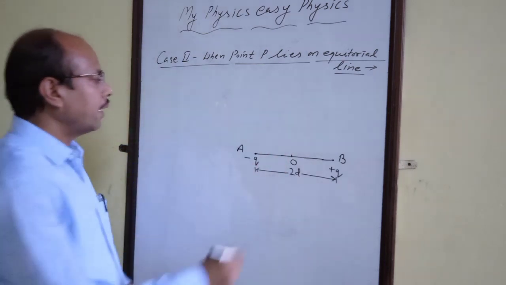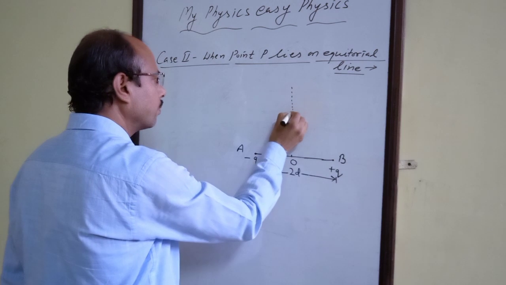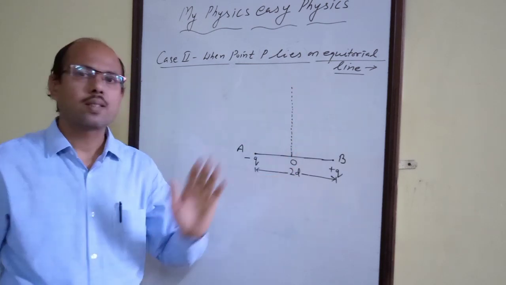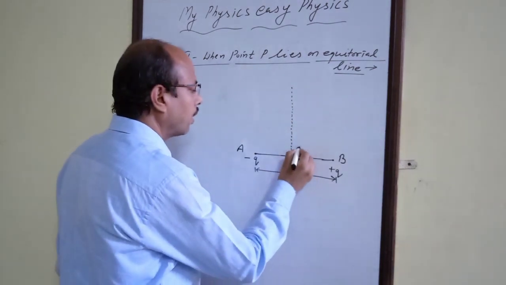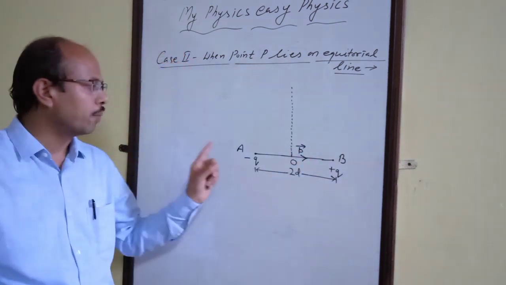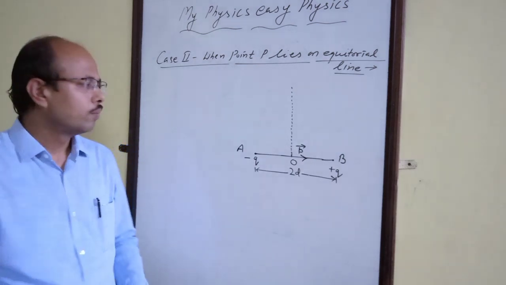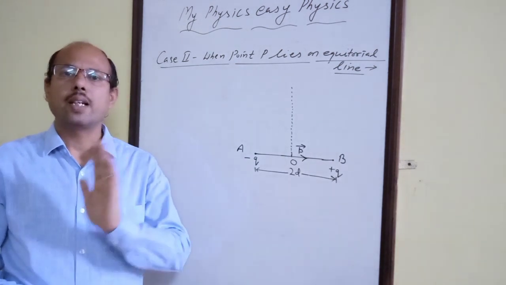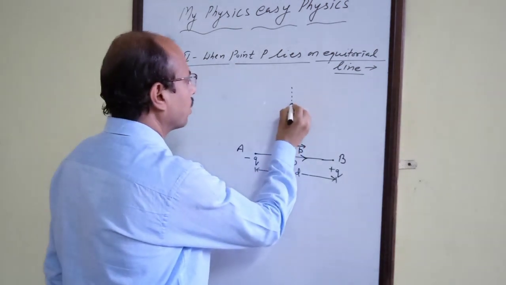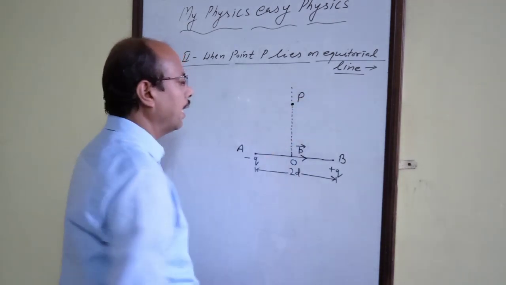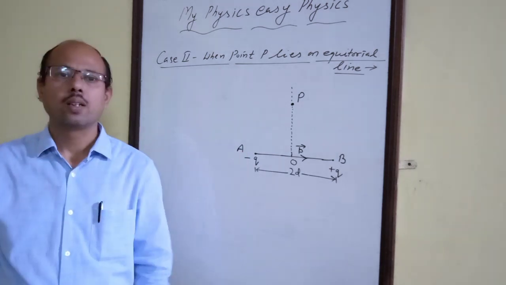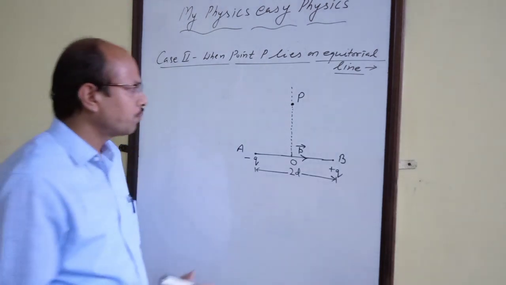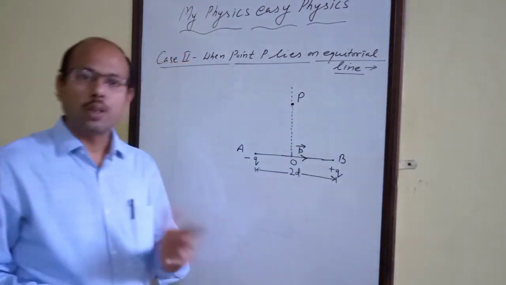This is center O. A line passing through the center and perpendicular to the axis of the dipole, which is AB, is known as the equatorial line. AB is the axis of the dipole. Now let us suppose here is any point P. At point P we have to find out the electric field intensity. We know that at this point there is a unit positive charge.